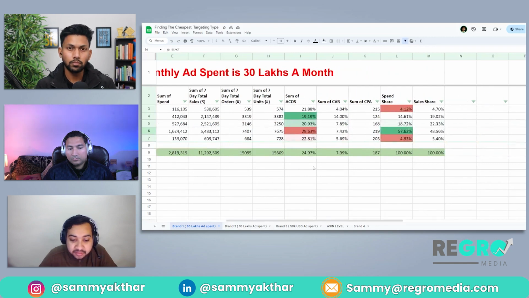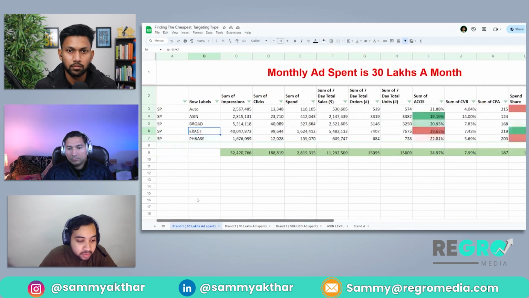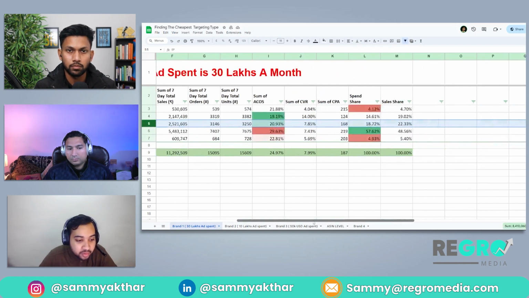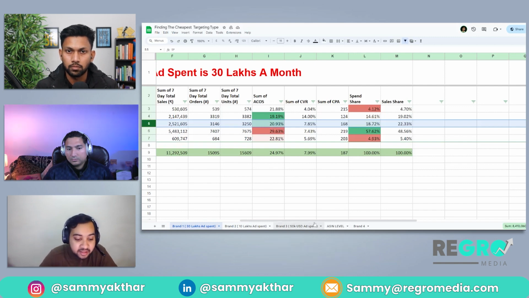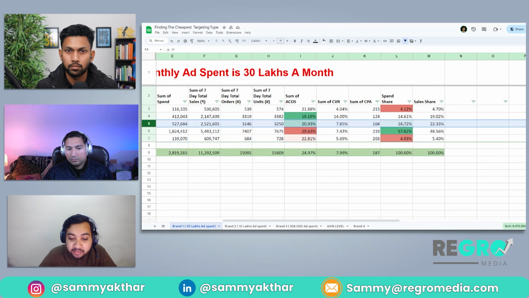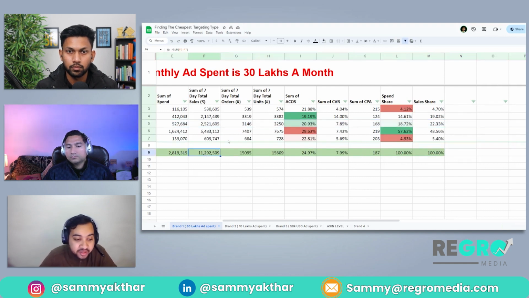Just look at the sales share and spend share of the broad and phrase. In row number 5 we have broad: 18% is the spend share, 22% is the sales share, and the ACOS is 20% in the broad match type. There's a straight away 9% of difference. Just imagine if we had been spending 30 to 35% of our budget in the broad match type at this ACOS, this conversion rate, and this cost per acquisition. We would be getting so much more sales than what we are doing right now.